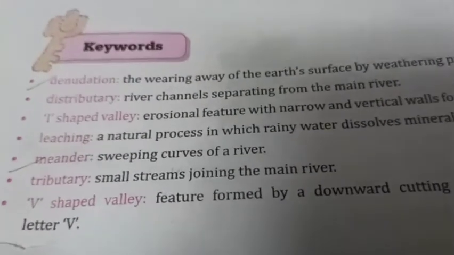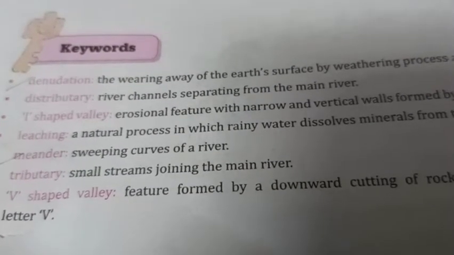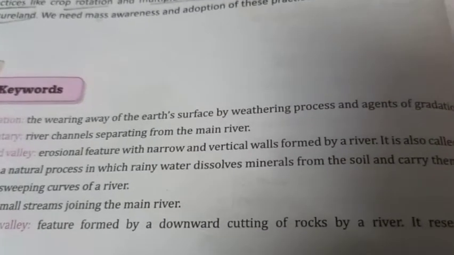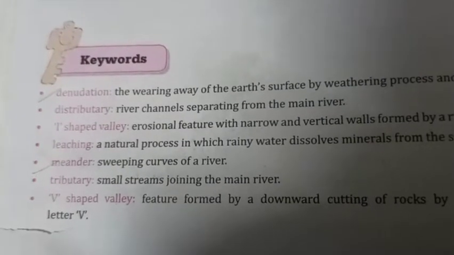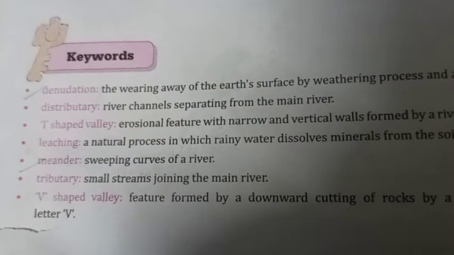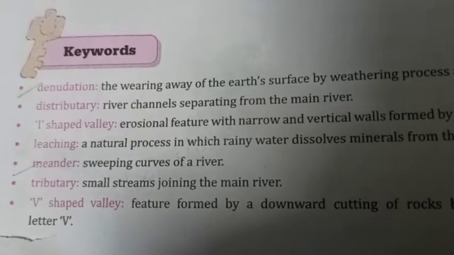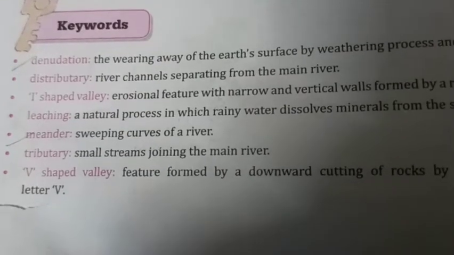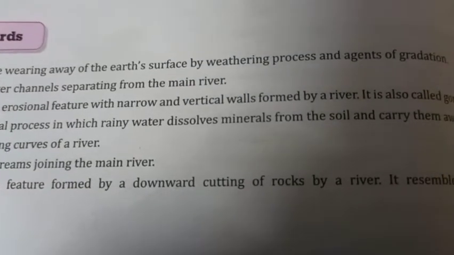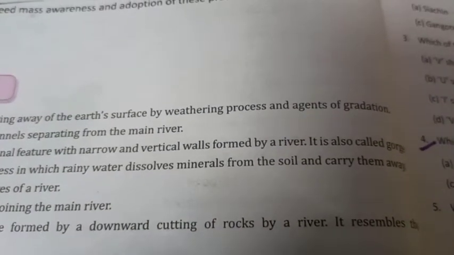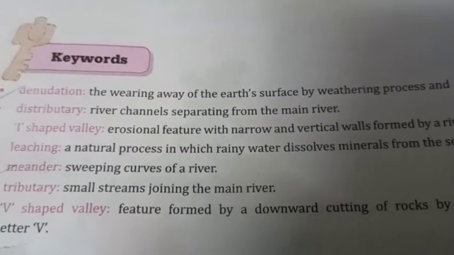In the keywords, all the words are described: denudation, the wearing away of the earth's surface by weathering process and agents of gradation. Next is distributary. What is a distributary? A distributary is a river channel separating from the main river. Next is an eye-shaped valley, an erosional feature with narrow and vertical walls formed by a river. It is also called a gorge.